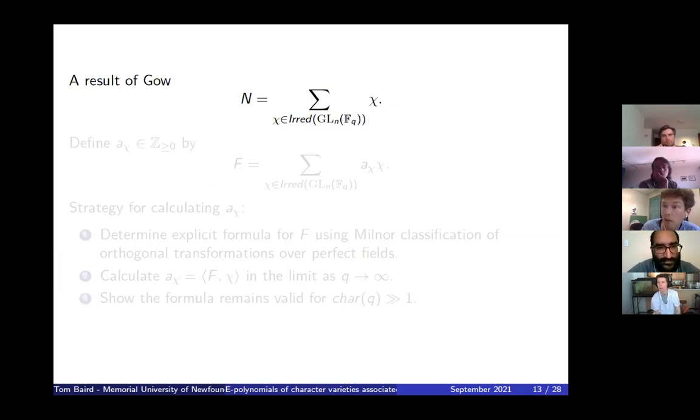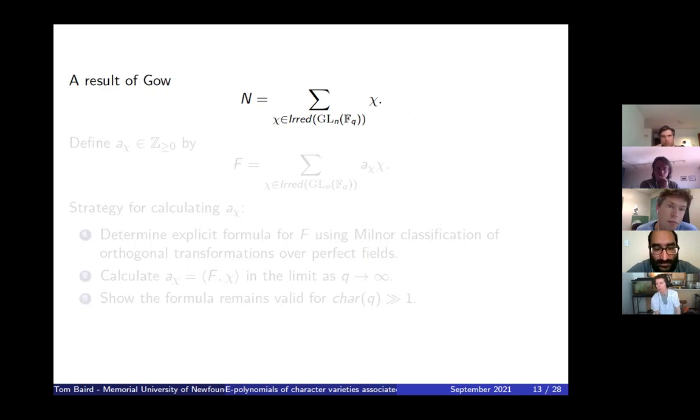So we want to calculate the multiplicity of irreducible characters in these. Both N and F turn out to be characters of representations, so they're the trace of some representation of the group. And we want to find the multiplicity of these irreducible characters.